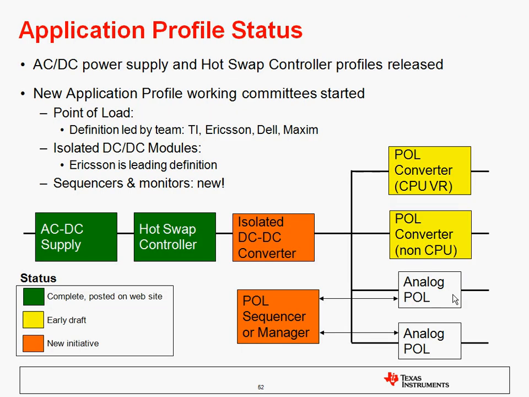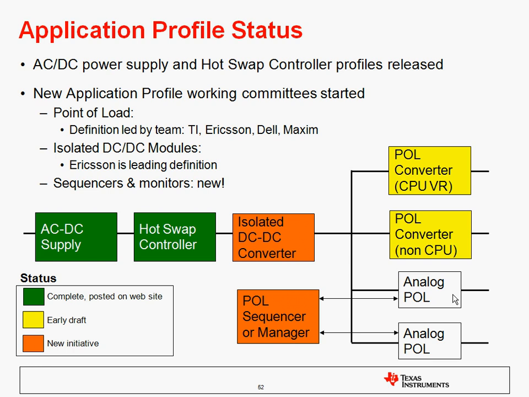And from the application profile status, what we're doing right now is when we refresh the web page, it'll have a page that'll look something like this, where we'll show you that there are 2 application profiles that are completed, the AC to DC and the hot swap control. We're working on the point of load right now. That's an early draft and needs a little bit more work before it's completed.